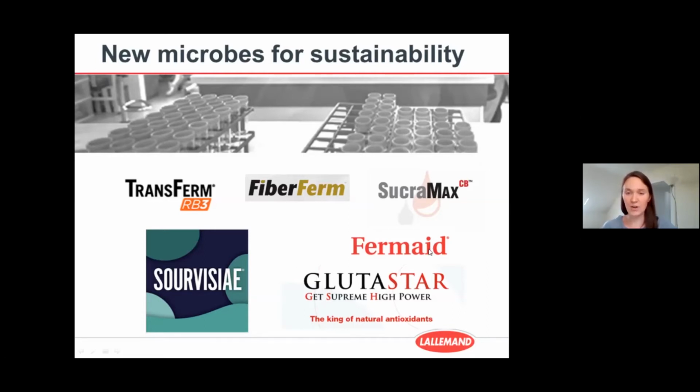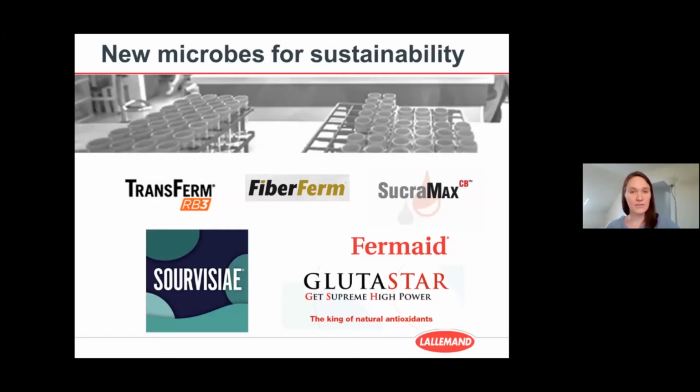And finally, I wanted to touch on Fermade and Glutastar. So Fermade, some examples of the Fermade product line, and Glutastar and some related products are each enhanced yeast strains that were selected through classical strain improvement approaches. The Fermade ones are geared toward the baking industry, and Glutastar and related products are for the wine industry.